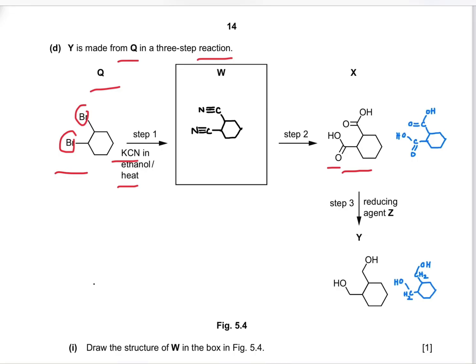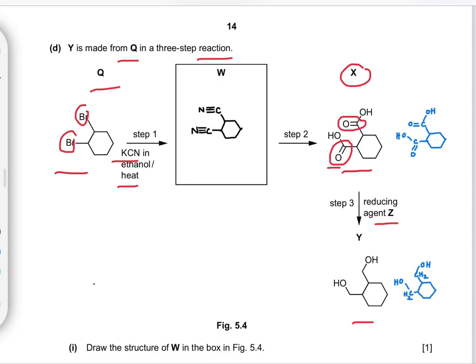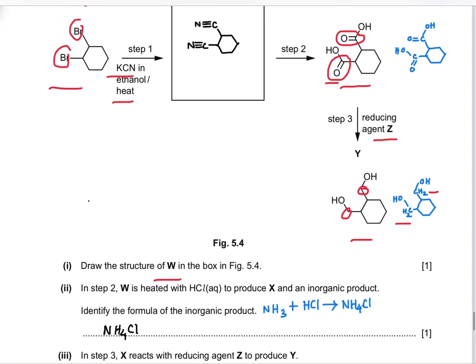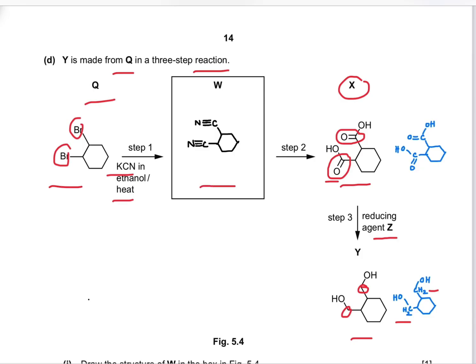In step 3, with a reducing agent Z, we are having a diol. So the carboxylic acid group in X is converting into OH group here in presence of a reducing agent Z. So the main difference here is in this section. This 2 CO group is converting into CH2 group. 1. Draw the structure of W in the box in figure 5.4. We have already drawn the structure of W with 2-cyanide in it.